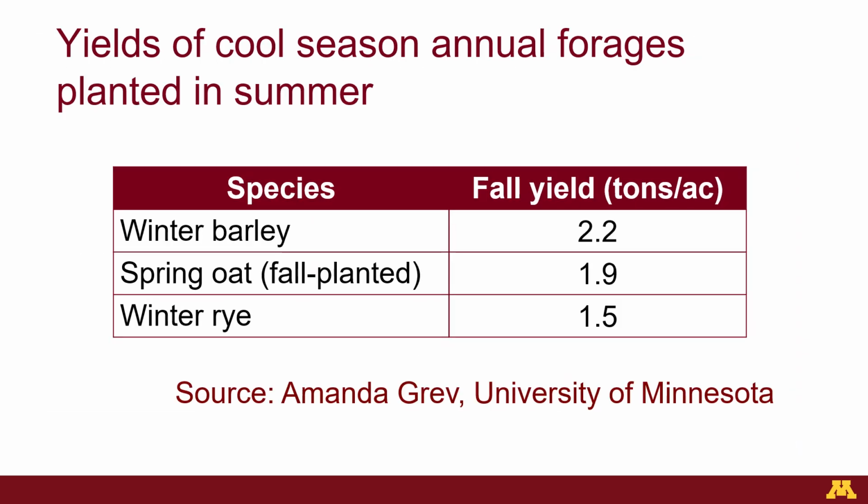This table shows the yield potential of annual forages seeded in late summer and harvested in October. Winter barley has a fall yield of 2.2 tons per acre. Fall-planted spring oat has a fall yield of 2.9 tons per acre. Winter rye has a fall yield of 1.5 tons per acre. The source of this data is Amanda Grev from the University of Minnesota.